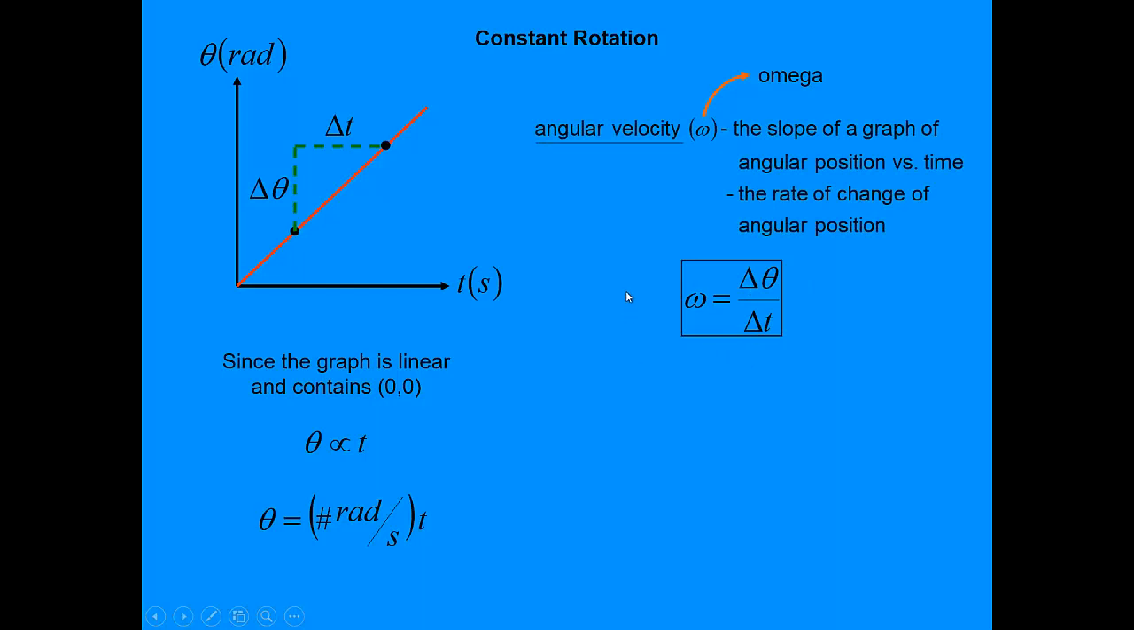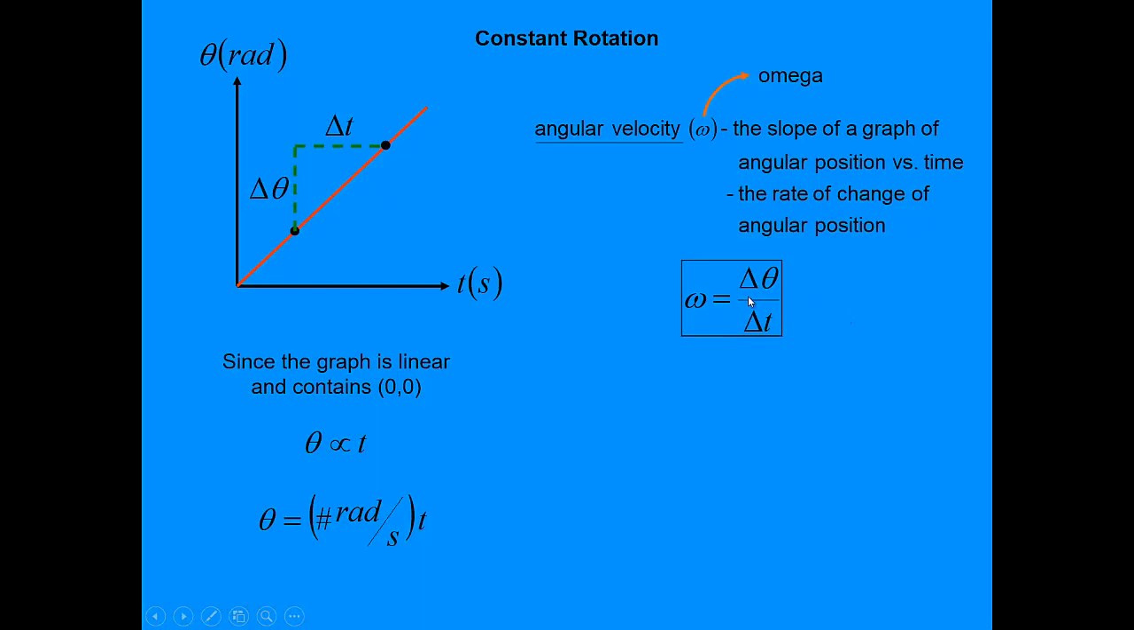And yes, we can eventually, when we want a more complex motion, turn that into a derivative, but that's a ways away. Okay? So this is really our basic definition, right? It's the slope of a graph of angular position versus time turned into symbols.